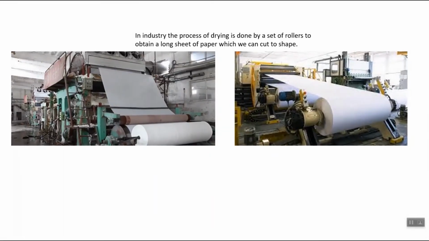In industries, we use machinery to make this process. The wood is mixed to make a pulp. Then it passes through a series of rollers to form a long sheet of paper, which we chop into the required sizes.